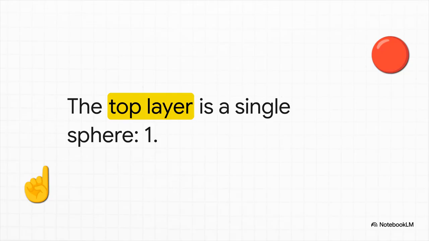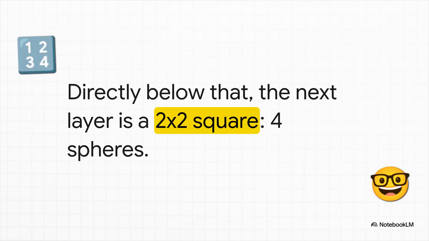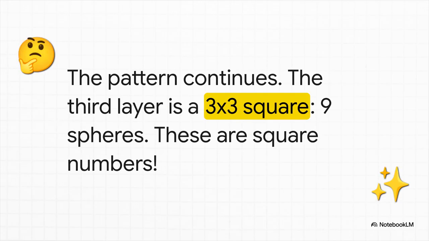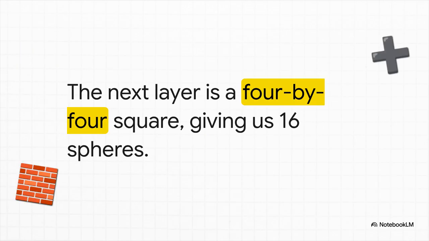Easy enough, right? That's a count of 1. Okay, moving down one level. The next layer is a perfect 2x2 square. So 2 times 2, that gives us 4 spheres. And if we follow that same logic, the third layer down is a 3x3 square, which means 9 spheres. I bet you're seeing the pattern now, right? Every single layer is a perfect square number. Yep, the fourth layer is a 4x4 square, giving us 16 spheres.